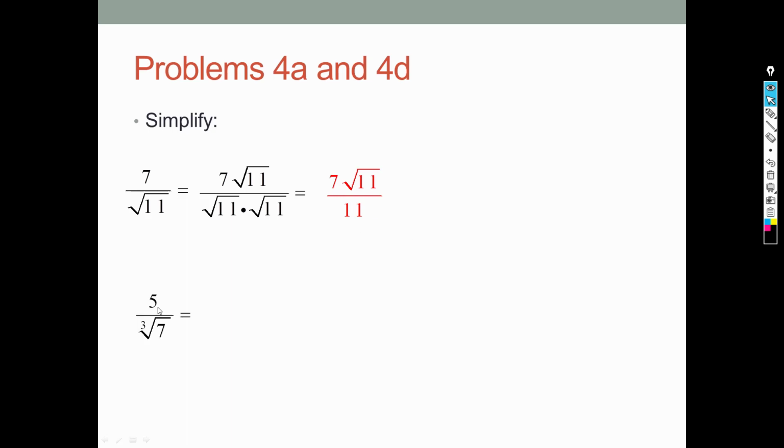So this one I have 5 over the cube root of 7. The numerator is pretty much in simplified form. The denominator looks to be in simplified form. The only problem we have here is that it's in the denominator. So just like the first one, in order to fix it, we need to make this radicand here, the 7 under the cube root, a perfect cube. Over here was a perfect square. So what can we multiply in order to make it a perfect cube?